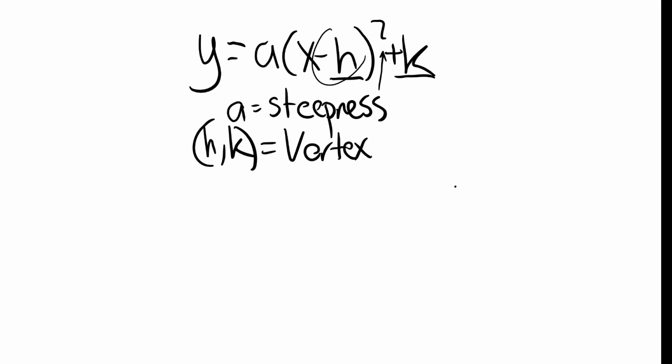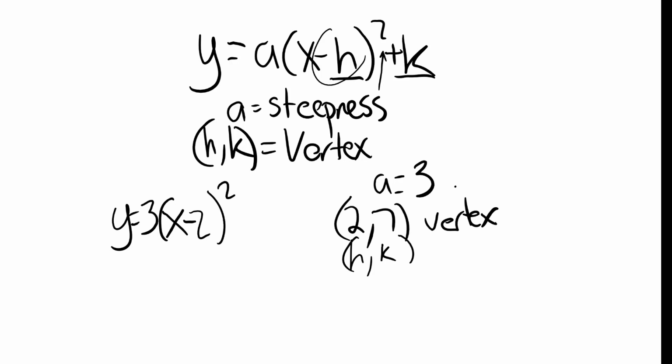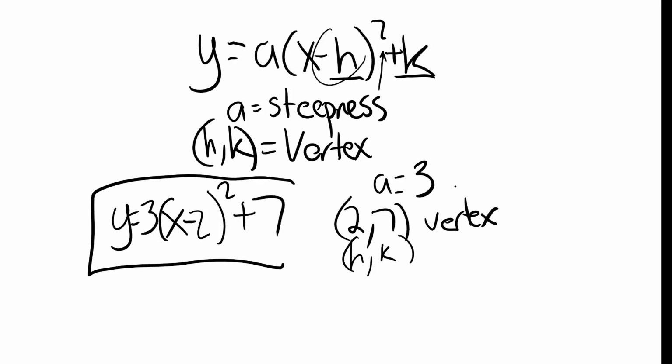And okay. So what if I tell you your a is 3 and 2 comma 7 is your vertex? Build me an equation in vertex form. Well, all you have to do here is say y equals 3 times x minus h. But since this is h comma k, it's x minus 2 squared plus k, which is the y value, plus 7. Boom, done. Vertex form. So not too bad. All right.